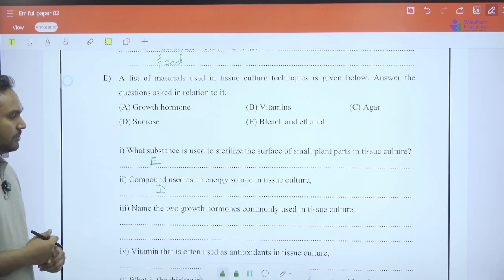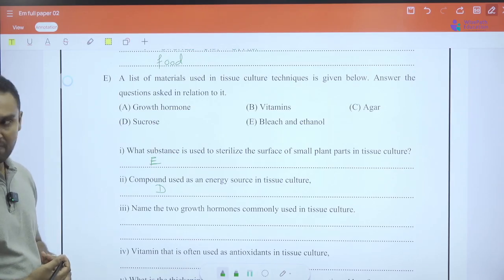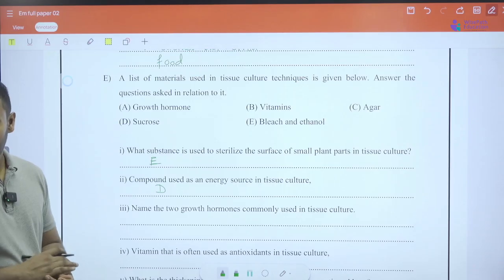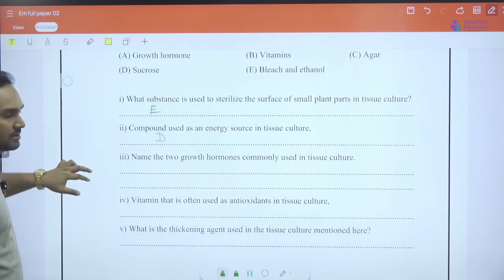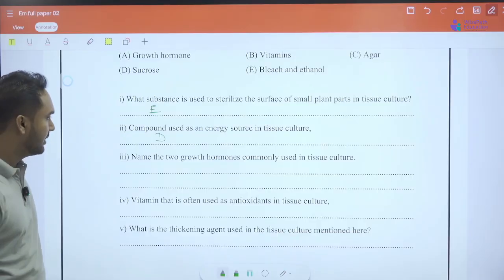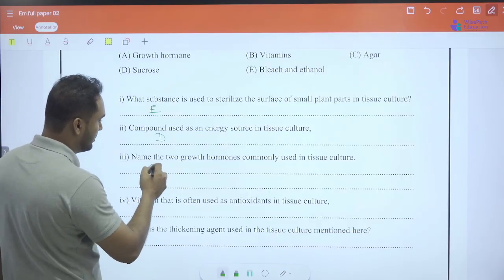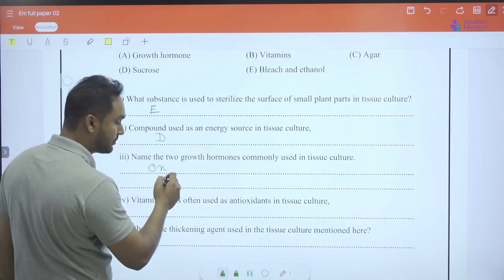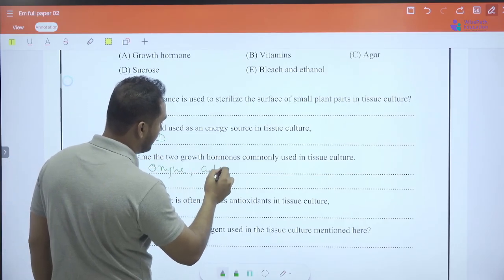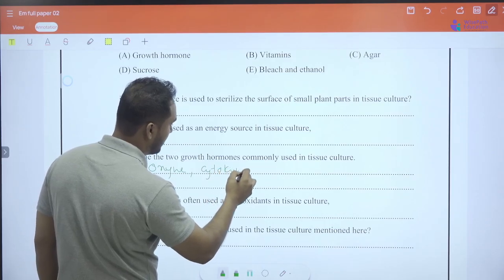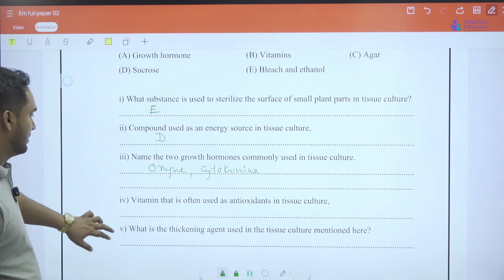Name 2 growth hormones commonly used in tissue culture. Cytokinin and auxin can also take, right? But remember, the examples of auxins can be directly asked, like IBA and IAA, so you have to remember. So it's auxin and cytokinin. And remember the examples for the auxins as well.